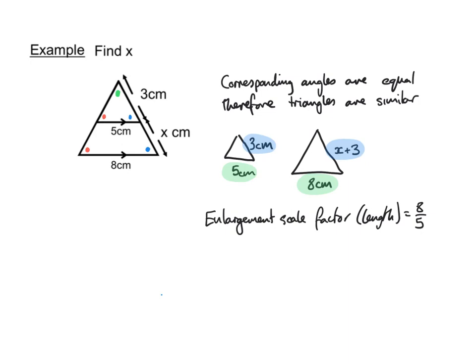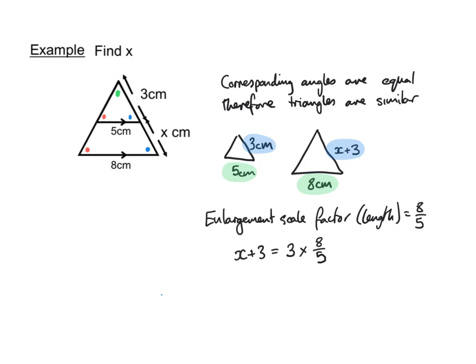And then what's different about this question and others is usually I'd be starting by saying x equals, but in this triangle up here it's not just x on its own, it's x plus 3. So that longer side is x plus 3, and it's going to be equal to our 3 centimetres on the smaller triangle multiplied by that enlargement scale factor of 8 over 5.